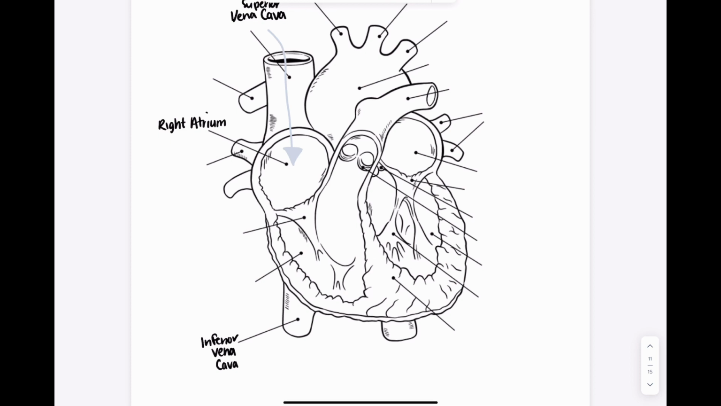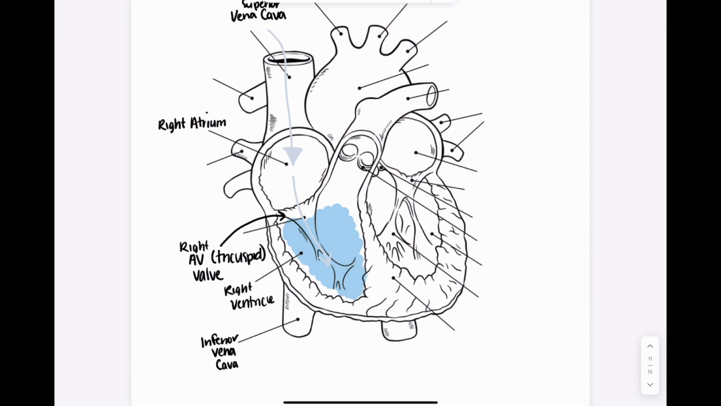So that's going in. It's then going to go down and through a valve called the right AV valve, the atrial ventricular valve. That's what AV stands for. But we can also call it the tricuspid valve. So this is the right AV valve, or also known as the tricuspid valve. The blood's going to go through there into our right ventricle, which is this space right here. This is our right ventricle right in here.